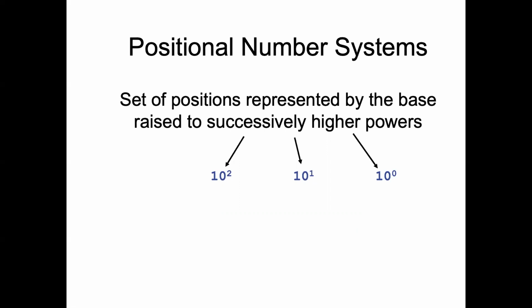Notice, of course, that every place value is a power of 10. So the ones place is secretly 10 to the 0, which is 1. The tens place is 10 to the first. The hundreds place is 10 squared, and so on up to the thousands place or the 10,000s place.